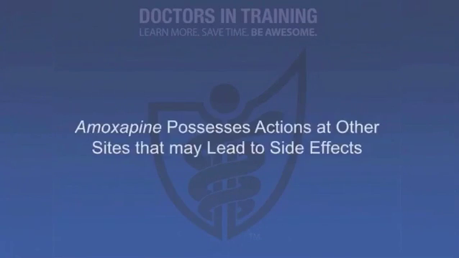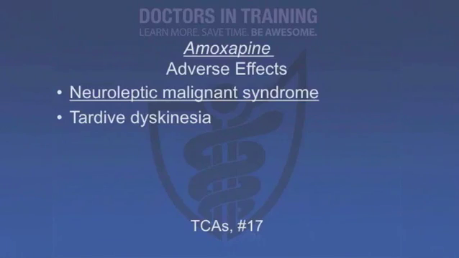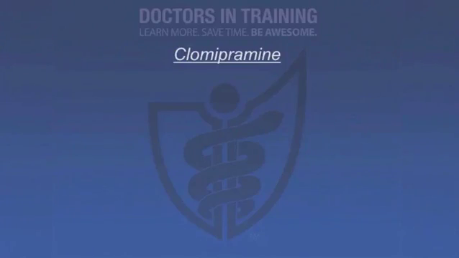It also possesses actions at other sites that may lead to side effects. One of its metabolites has dopamine blocking effects, and so common side effects could include neuroleptic malignant syndrome and tardive dyskinesia. Amoxapine is used in depression, anxiety, and panic disorders. Amoxapine is contraindicated in children because it lowers the seizure threshold to the extent that fits may be precipitated, especially in children. Clomipramine is a potent serotonin reuptake inhibitor.